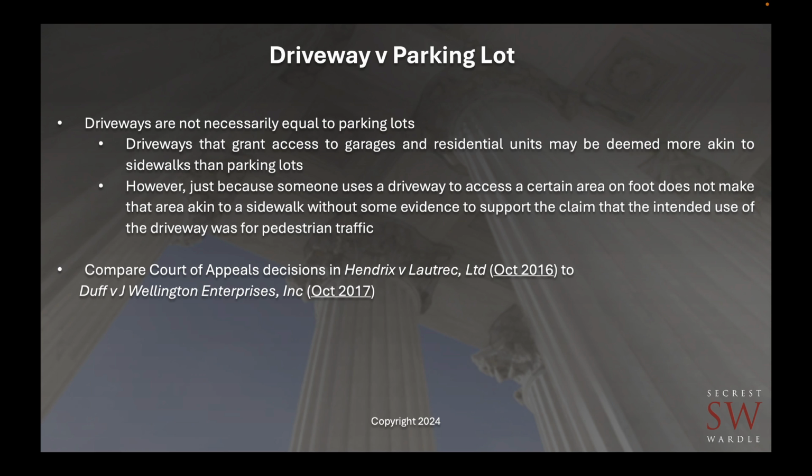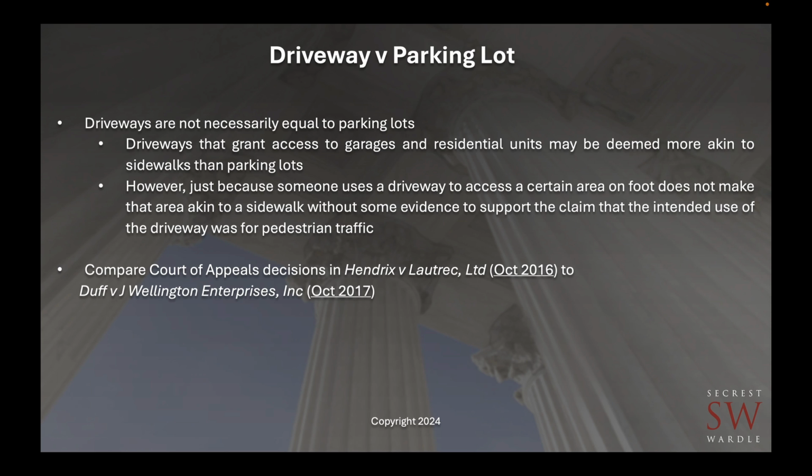There are a couple cases relevant to this discussion, that being Hendricks v. Lautrec Ltd. and Duff v. J. Wellington Enterprises, Inc. Hendricks dates back to October 2016 and is an unpublished opinion of the Court of Appeals. In that case, the plaintiff alleged that ice on the driveway caused from a path of runoff from a downspout was a dangerous condition, rendering the driveway unfit for pedestrian use. The plaintiff brought a common law premises liability claim and also a claim under the Landlord-Tenant Act for failure to keep the common area fit for intended use by the parties.